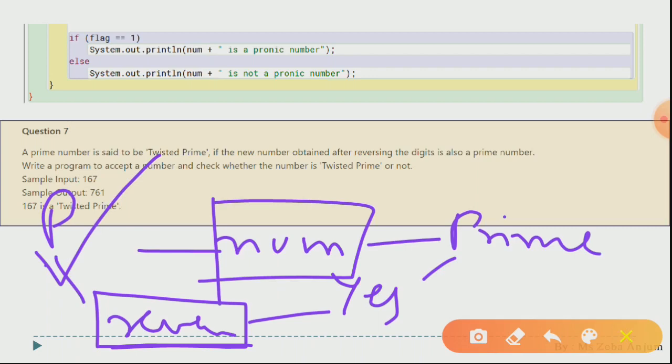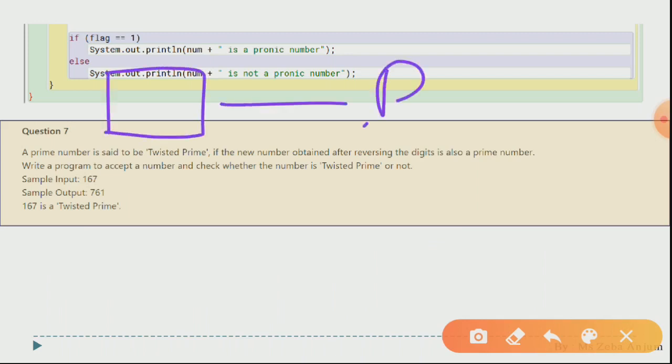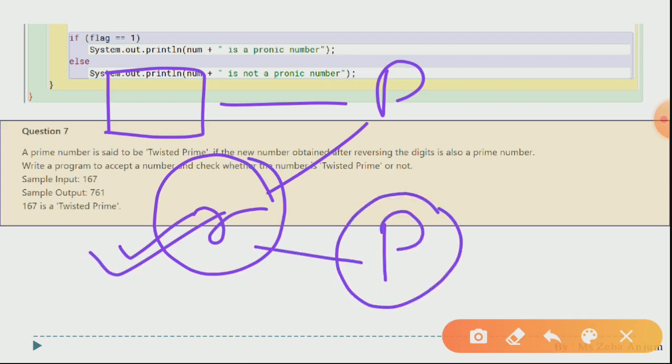Okay, आप क्या करेंगे? आपका एक नंबर है, then firstly आप उस नंबर का चेक करेंगे कि आपका नंबर प्राइम नंबर है या नहीं है. Okay, you will apply the logic of prime number. For this number, if it is a prime number, then you are going to get the reverse of that number. और जब आपको reverse मिल जाएगा, then again for this reverse number you will be checking whether आपका reverse number prime number है या नहीं है. If yes, then your number is basically a twisted prime, otherwise it is not a twisted prime.